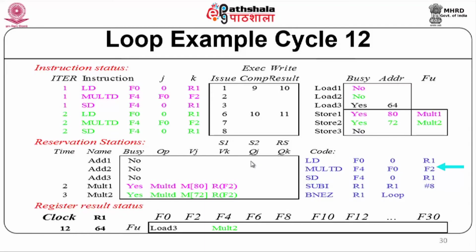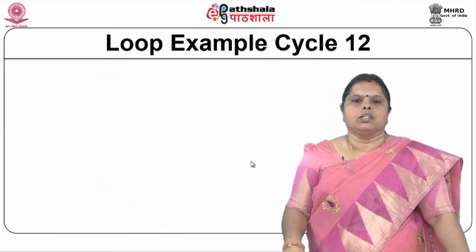But if you make an observation here, there are only 2 multiplier reservation station entries available, and both mult1 and mult2 are still busy with the first 2 iterations' instructions. You do not have a reservation station available here, and because there is no reservation station available, you can't issue your mult instruction of the third iteration.